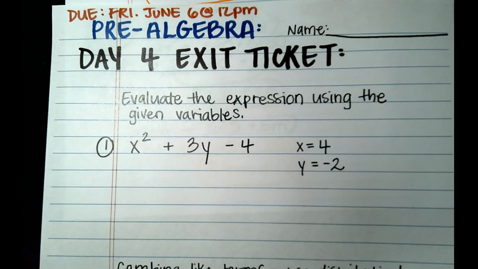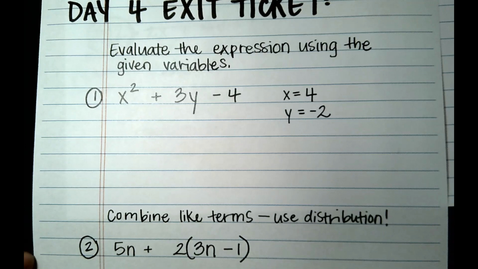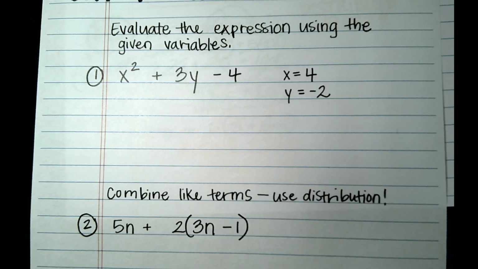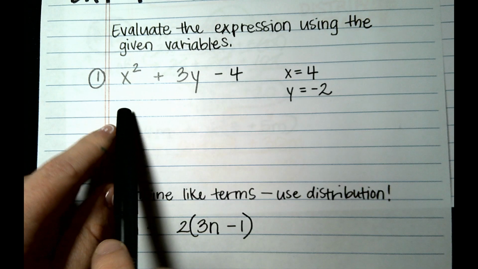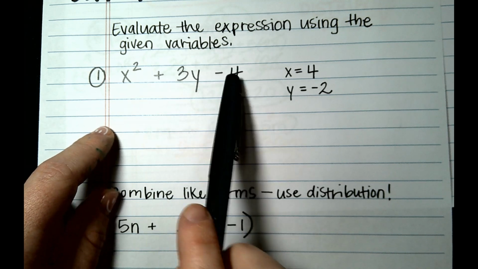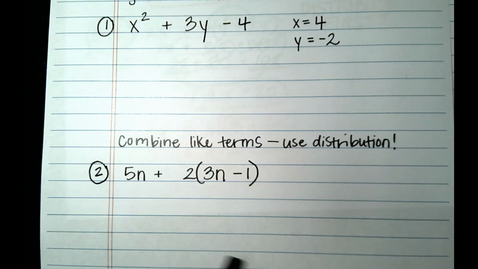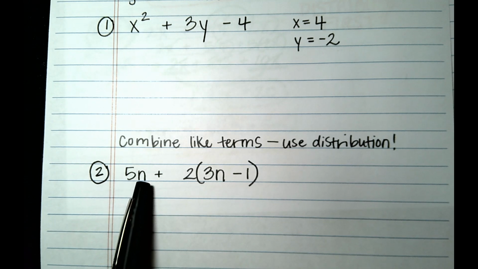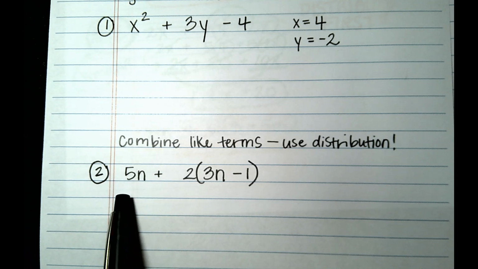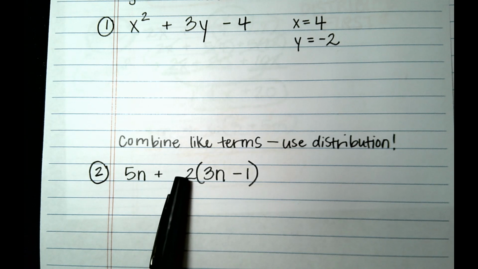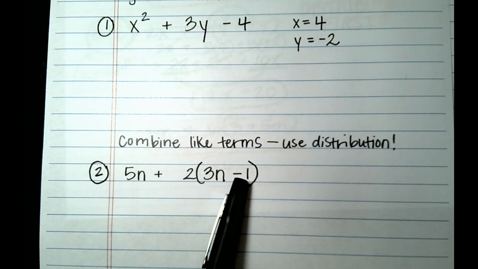This is the exit ticket due on Friday. Just 2 questions. The first one, you're plugging variables in: x squared plus 3y minus 4. And I gave you numbers to put in there. And then number 2 is very similar to the last 2 problems we did together in class: 5n plus 2 times 3n minus 1.